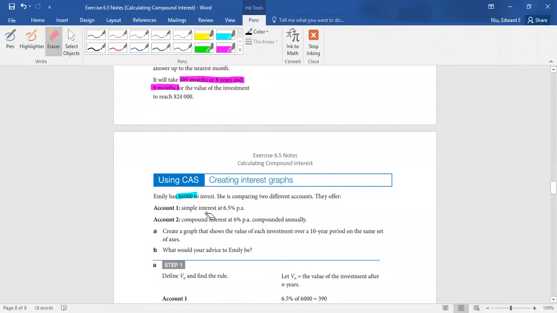All right, so we've got a simple interest. We're not going to highlight any of that because with simple interest, every year's interest is going to be the same at 6.5% per annum. Here we've got our compound interest rate of 6%, and it's being compounded annually, sorry, not monthly, yearly. Those are our crucial details.